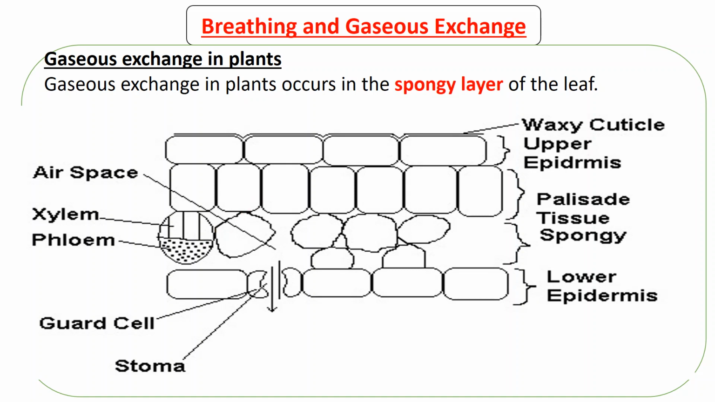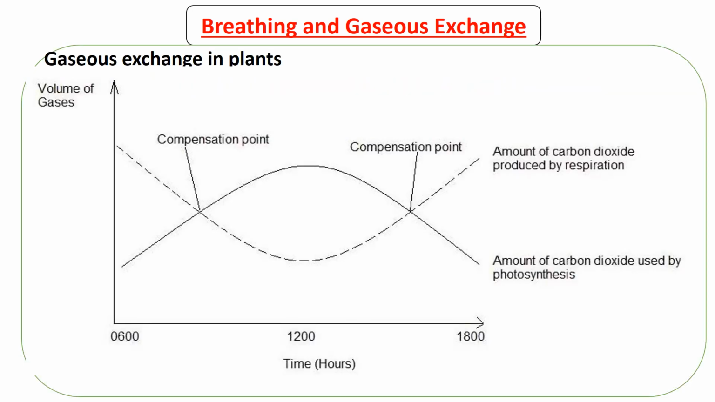So we are going to conclude this discussion with an interesting study of photosynthesis and respiration in plants. We're going to conclude this topic by discussing how the amount of carbon dioxide produced by respiration is connected to the amount of carbon dioxide used by photosynthesis. Remember, photosynthesis uses carbon dioxide, respiration produces carbon dioxide, and the plant does both, unlike humans who do only respiration. So this is the diagram.